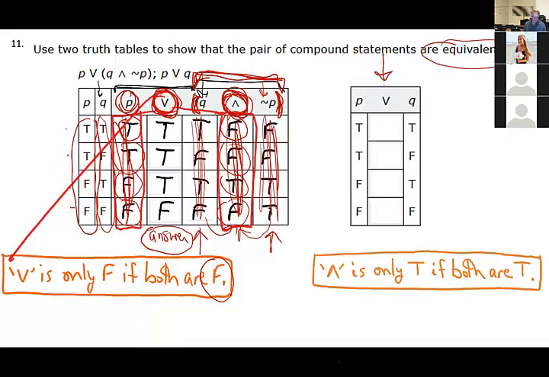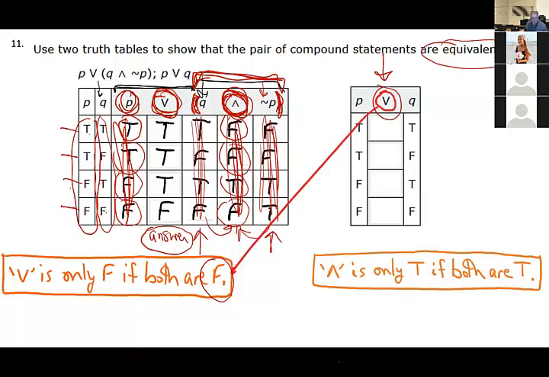Well, the second one is very simple. It's just got a P on the left and a Q on the right. So you put down true, true, false, false for P, and see, P is true, true, false, false. So you copy that down. And Q is true, false, true, false. You copy that down. And now you do the OR, and the OR is only false if they're both false.